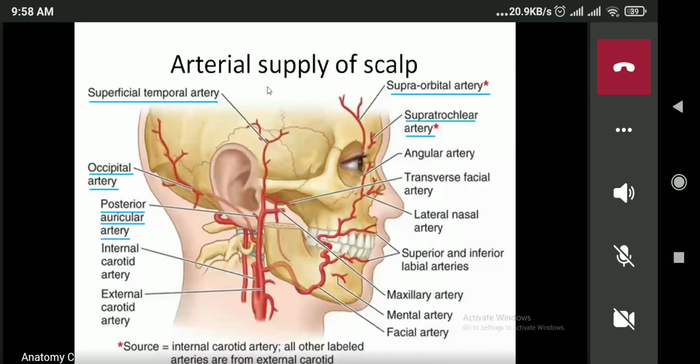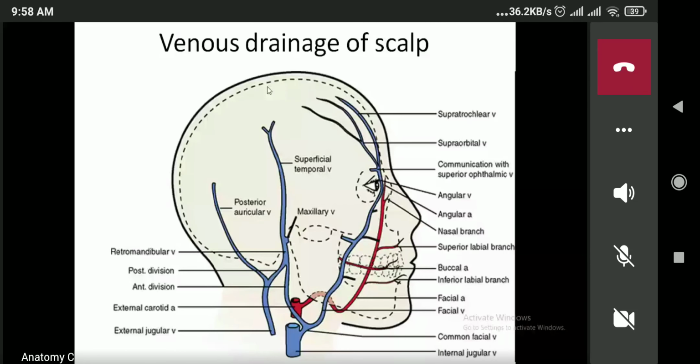And then talking about the venous drainage of the scalp, the veins of the scalp correspond with the arteries. They accompany the corresponding artery. So each half of the scalp is drained by five sets of veins. The first vein is the supratrochlear vein, which accompanies the supratrochlear artery. Then the supraorbital vein, which accompanies the supraorbital artery. The supratrochlear vein and supraorbital vein unite with each other at the medial angle of the eye.